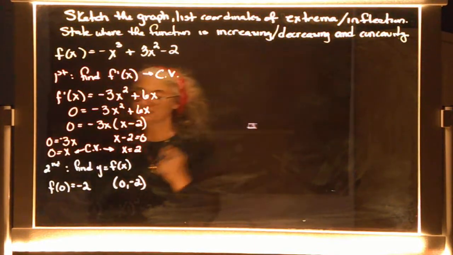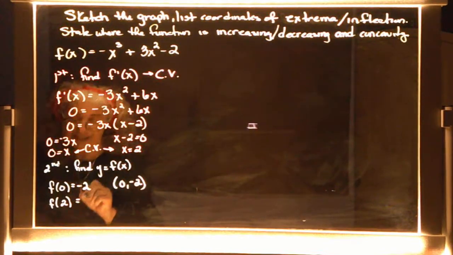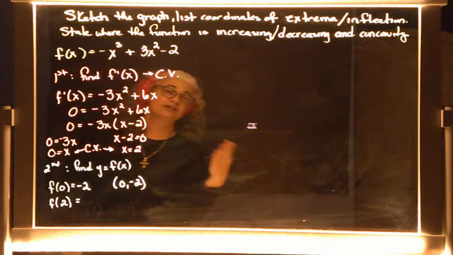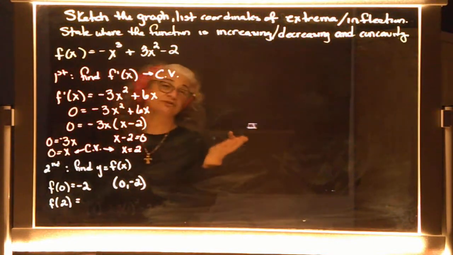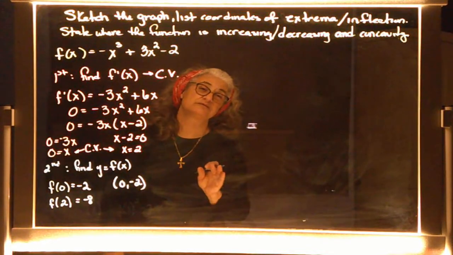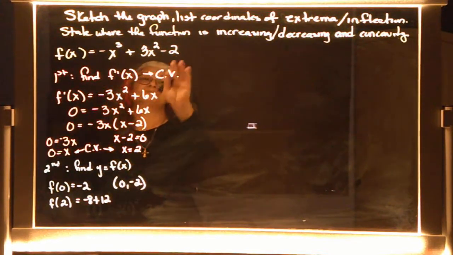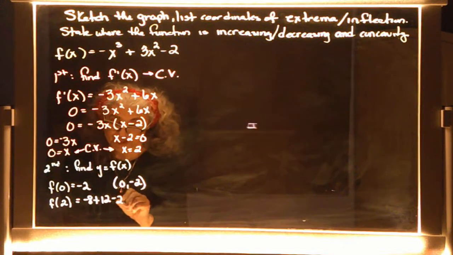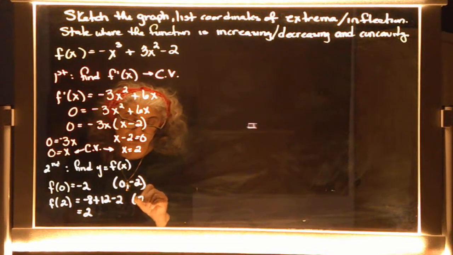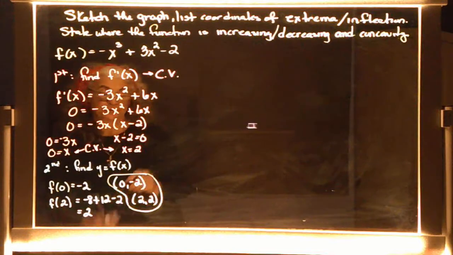Cool? All right. So then we plug in the other critical value, which was 2, into this function. So let's be careful. I'm going to work it out at the same time. 2 to the third is 8. So I have a negative 8. What's 2 squared? 4. 3 times 4? 12. Minus 2. So that looks like 4 minus 2, which is 2. So it looks like my other point is 2, 2. So here are my 2 points.